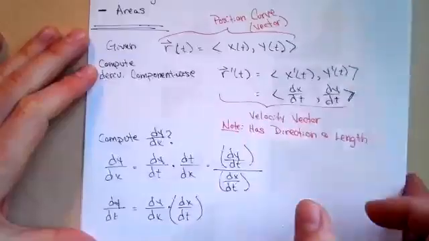So let's start an example. Now, one of the things that's happening with parametric curves that isn't happening with functions when we draw these curves is that sometimes parametric curves can cross themselves.